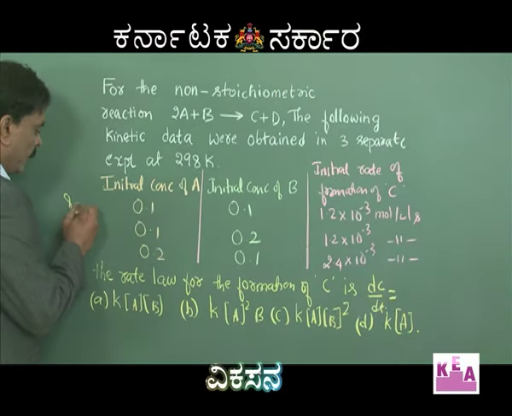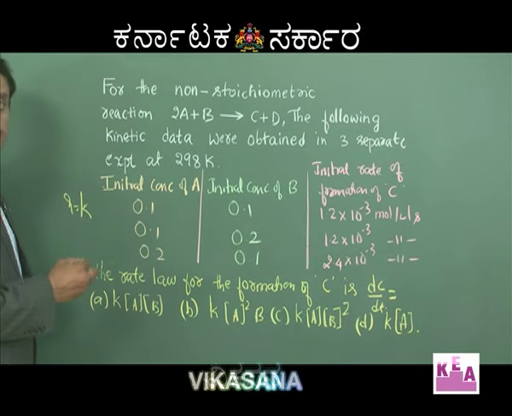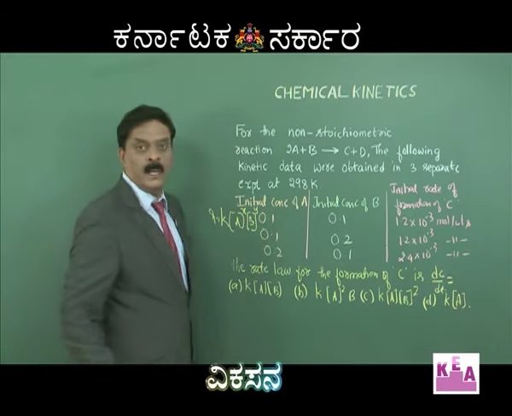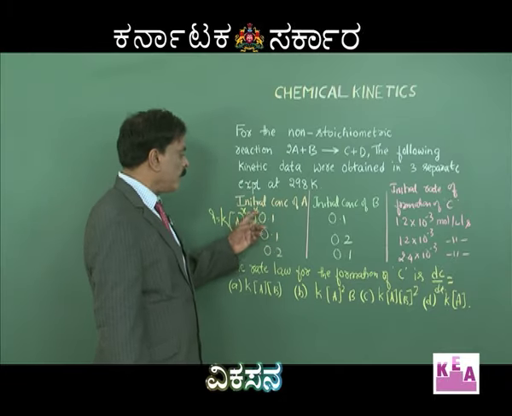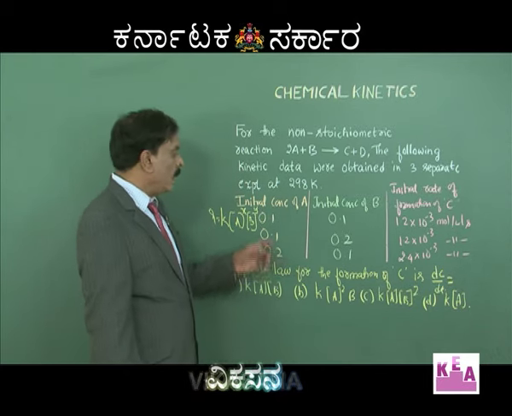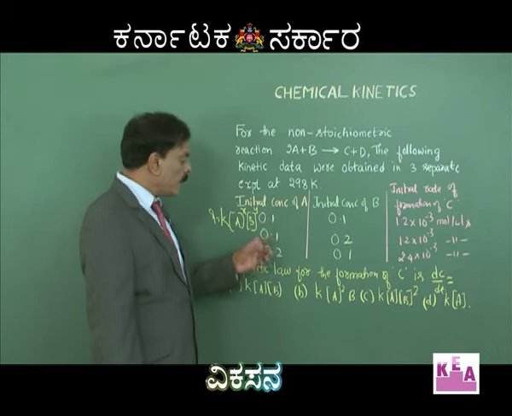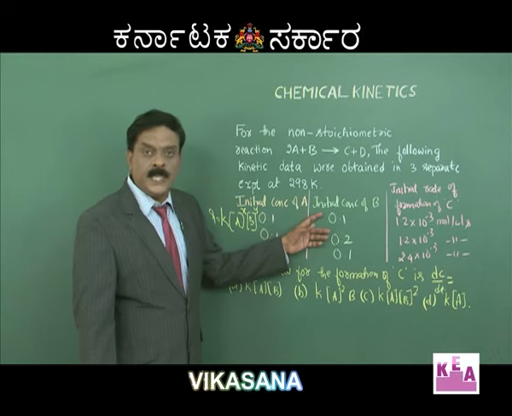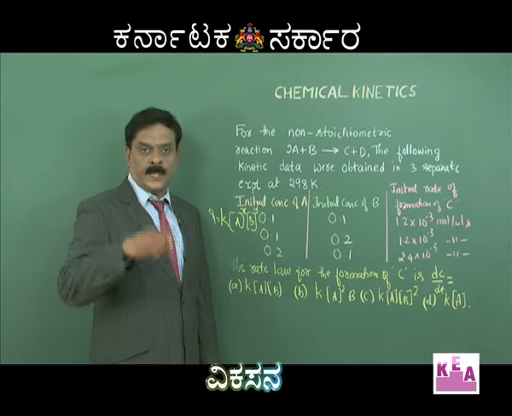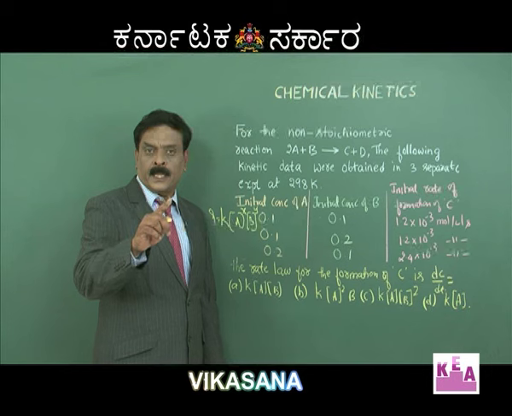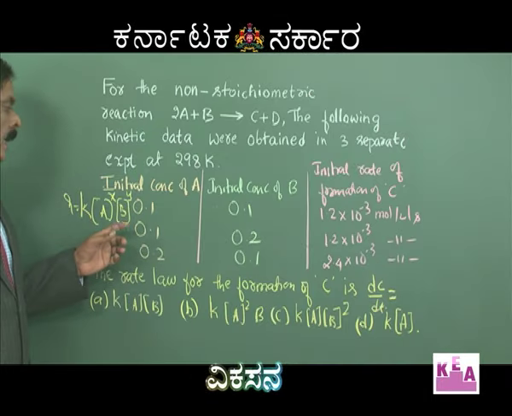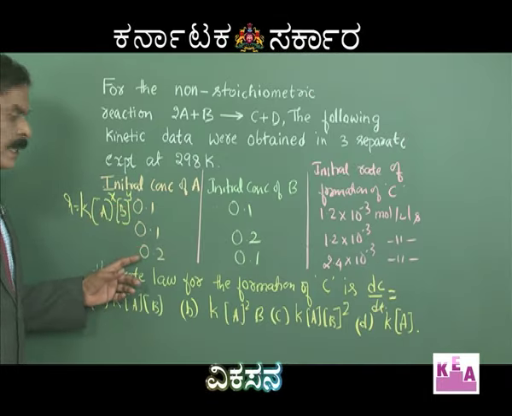Now let us say the rate of the reaction is R equal to K into concentration of A to the power X into concentration of B to the power Y. If you are able to get the values of X and Y from the data, then we will be able to arrive at the overall order of the reaction. Observe experiments 1 and 2. Concentration of A is kept constant. Concentration of B alone is increased from 0.1 to 0.2, but there is no change in the rate of the reaction, which means that the rate of the reaction is independent of the concentration of B, and therefore the value of Y is 0.